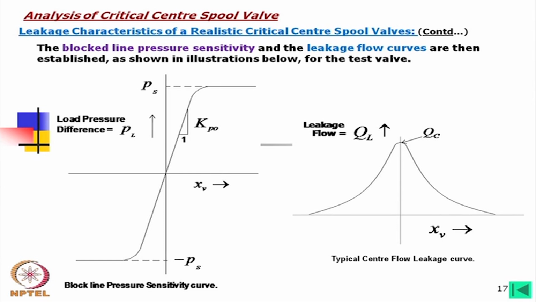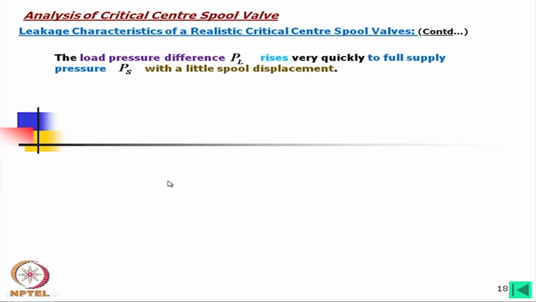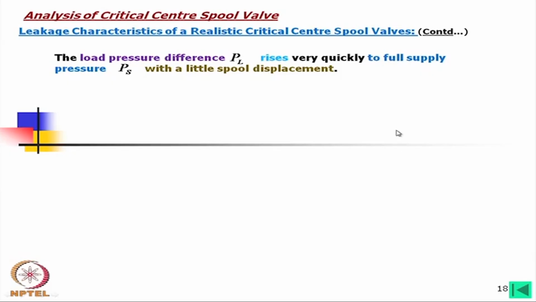Now, there will also be a typical leakage curve which will look like this. About this center point there will be leakage like this. Now, the load pressure difference P L rises very quickly to the full supply pressure, the system pressure. This is obvious, we have not used the load blocked there. So with a slight opening there will be an initial P L less than P S, but it will very quickly rise to this point, because the flow will be stopped on the load side. On the leakage side there will be flow, but on the load side there will be no flow.